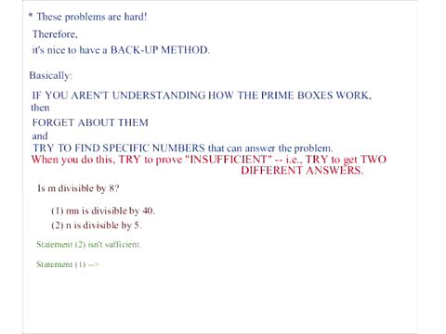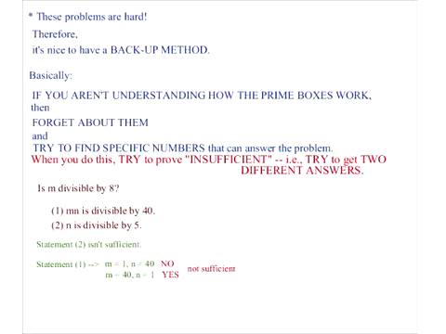So if we do that, statement one, well, if M and N are 1 and 40, that's a yes to the question, or that's a no to the question. And then if you reverse those numbers, then that's a yes to the question. So, not sufficient. Smiley face if that makes sense to you guys. Because in a lot of these cases, you're going to have a much easier time just playing around with numbers than you are trying to figure out this prime box stuff.